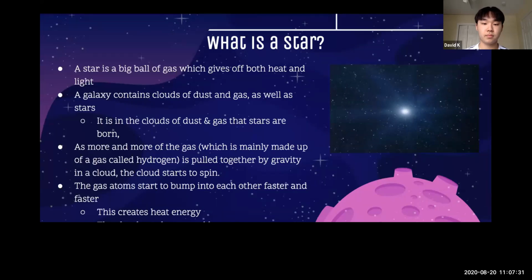So what is a star? A star is a big ball of gas which gives off both heat and light. A galaxy contains clouds of dust and gas as well as stars, and it is in the dust and gas that stars are born. As more and more of the gas, which is mainly hydrogen, is pulled together by gravity in a cloud, the cloud starts to spin. As a result, the gas atoms start to bump into each other faster and faster, and this creates heat energy.